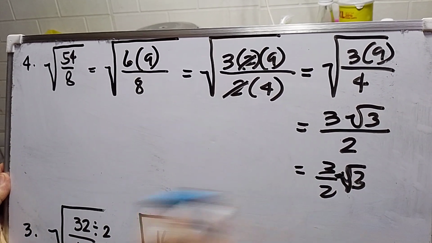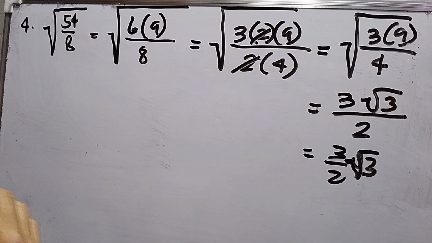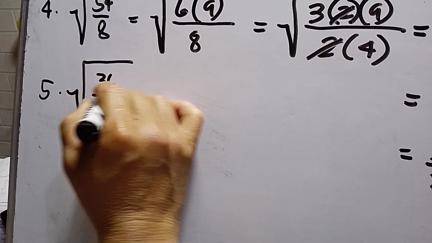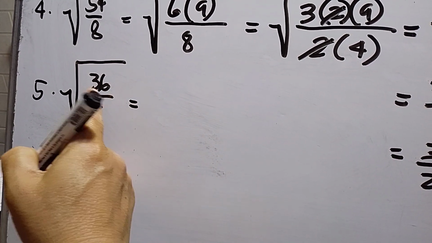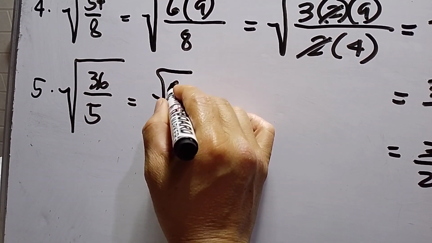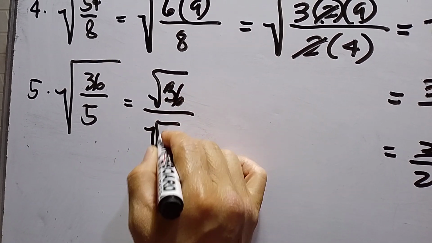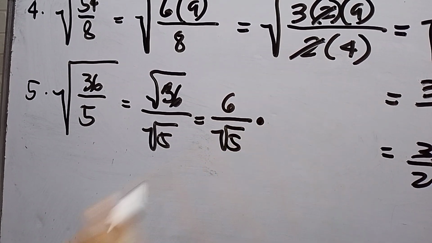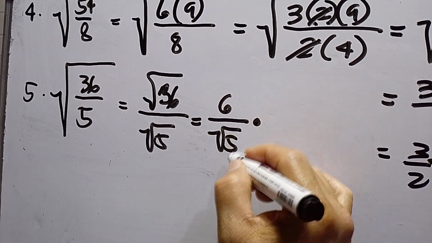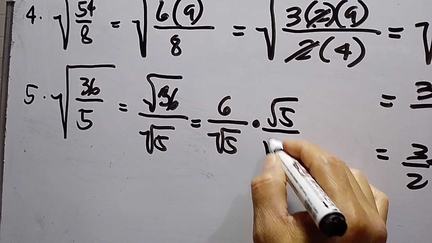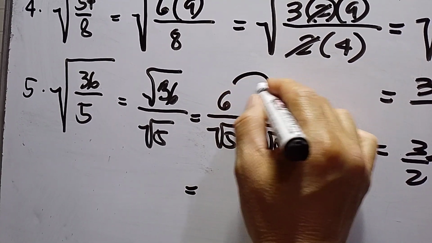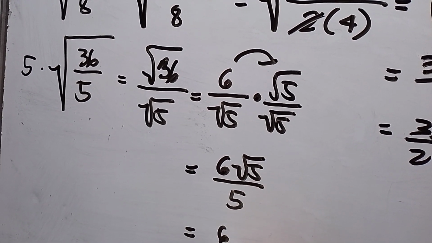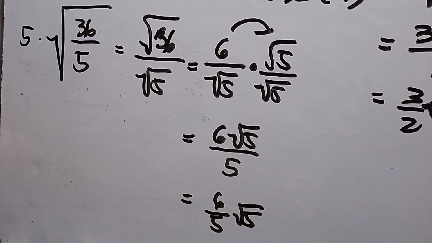So number 5. Number 5 is square root of 36 over 5. Square root of 36 is 6, over square root of 5. Then multiply square root of 5 over square root of 5 to rationalize the denominator. So this will be 6 square root of 5 over 5, or equal to 6 over 5 square root of 5. So that is number 5.